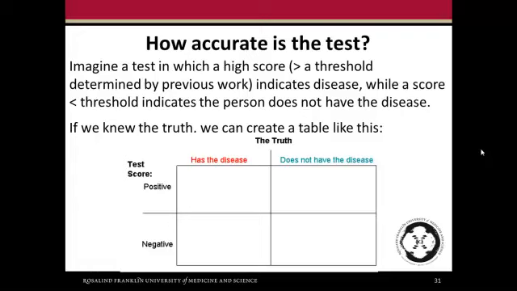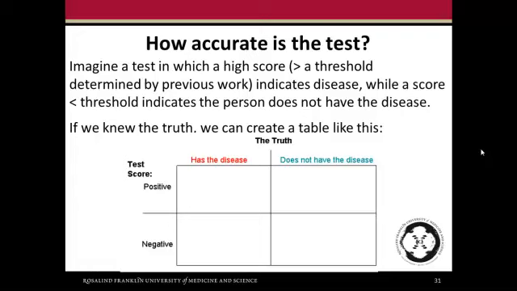And if we knew the truth, we could create a table that would look like this. So along the top, we have the truth, so either that they have the disease or they do not have the disease, in our two columns. And then in the two rows, it's the test score. So the first row is if they have a positive test score, and the second one is a negative. So the positive would indicate that they do have the disease, and the negative would be an indicator that they would not have the disease. But that's just the test.